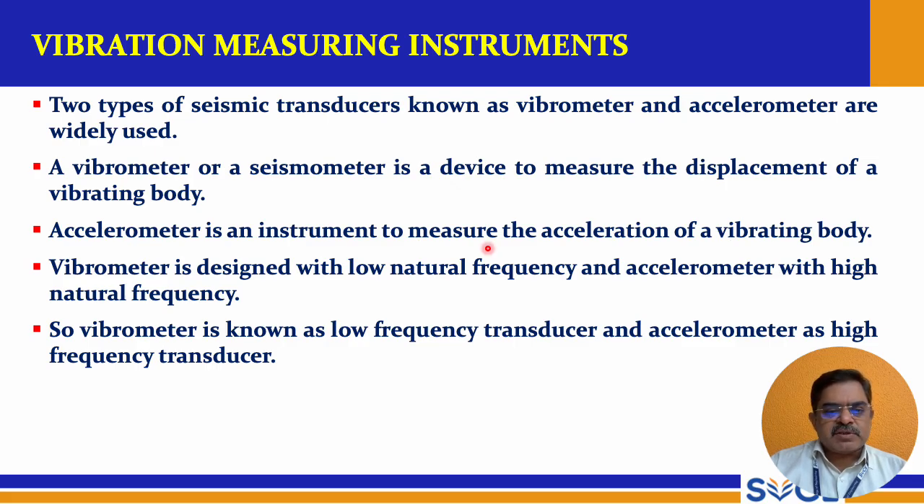Accelerometer is an instrument to measure the acceleration of a vibrating body. The vibrometer is designed with a low natural frequency and the accelerometer with a high natural frequency. So the vibrometer is known as a low frequency transducer and the accelerometer as a high frequency transducer. So what is a high frequency transducer? You have to answer: accelerometer only. So please be careful with these terms and terminology.